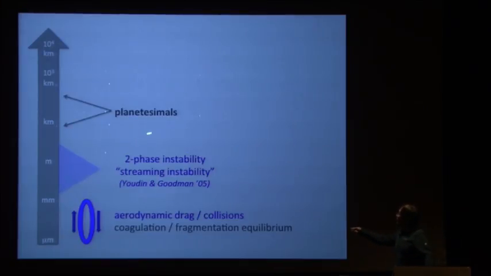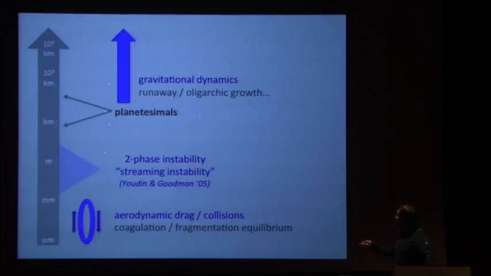But one way or another, we come up to planetesimals, objects maybe between 1 kilometer in size and 100 kilometers in size, which are decoupled, largely decoupled aerodynamically from the gas disk. And then proceeding on, we have a phase where gravitational dynamics is expected to dominate. That's been studied for a long time. Various regimes of growth are known there.